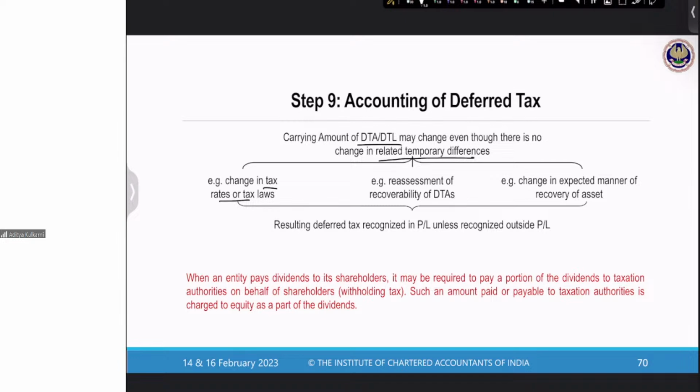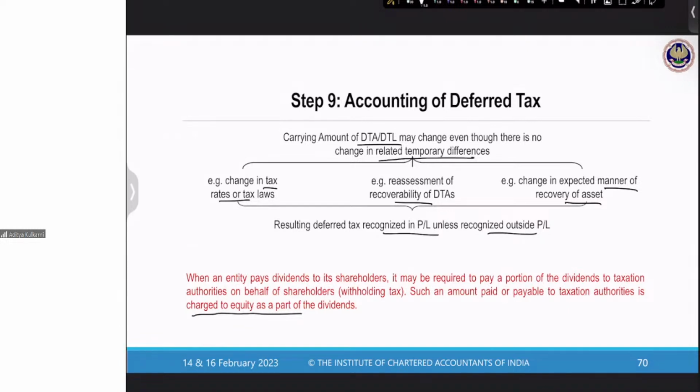Second thing is reassessment of recoverability of deferred tax asset. That is one which you will have to check. And finally, change in the expected manner of recoverability of the asset. In these cases, you are going to recognize it in the P&L unless the transaction is outside the P&L. So when you pay dividends to the shareholders, sometimes you will have to pay some tax. There was a dividend distribution tax earlier. Now it is not there. So where are you going to record it? Not in P&L, but you would be charging it off to equity.